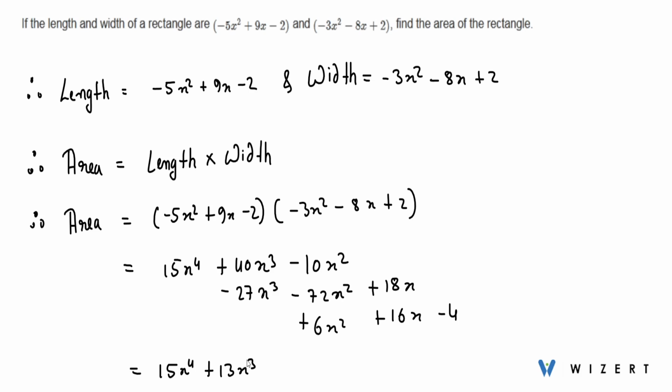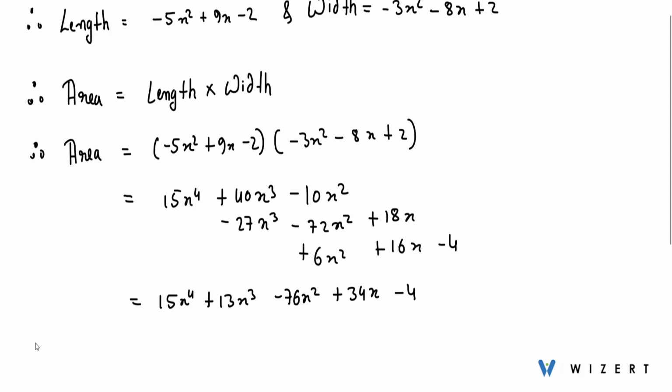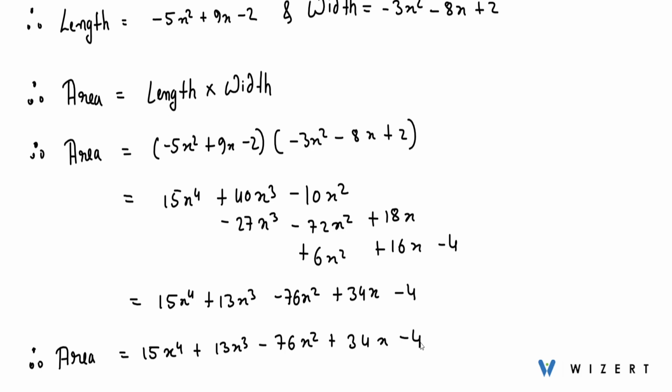Then we have minus 10x square plus 6x square, which is minus 4, and minus 4 minus 72 is minus of 76x square. Then 18x plus 16x is 34x, and then finally we have minus of 4. Therefore, area will be equals 15x raised to the power 4 plus 13x cube minus of 76x square plus 34x minus 4. So that's it.